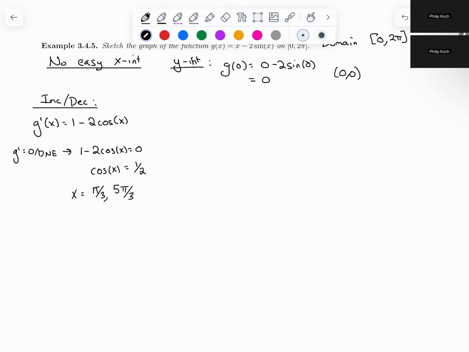Those are critical values because those are spaces where the derivative equals 0 and g of x is defined everywhere. So it's going to be defined at those values. Those are critical values. We'll set up our sign chart, but instead of drawing arrows on the ends, I'm going to draw brackets because this is only defined from 0 to 2 pi. And then I'll plot pi over 3 and 5 pi over 3.